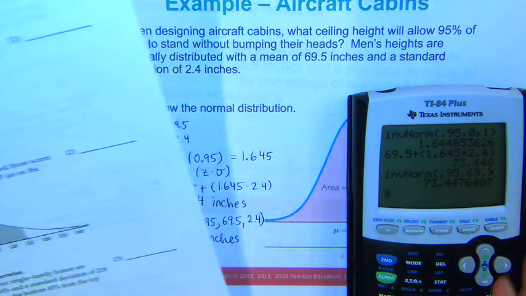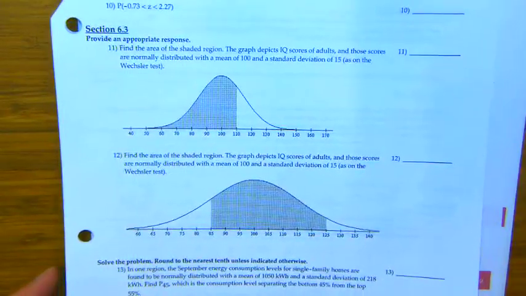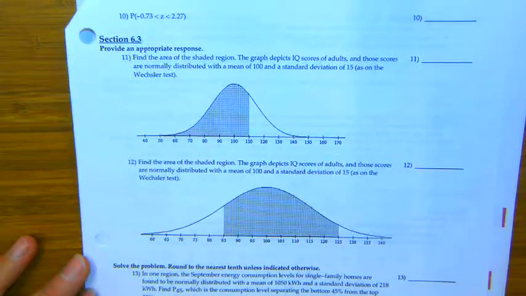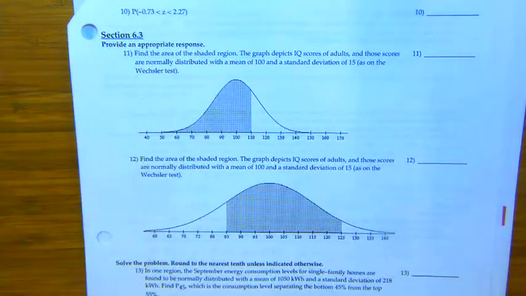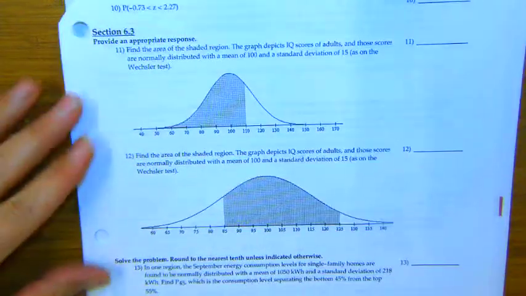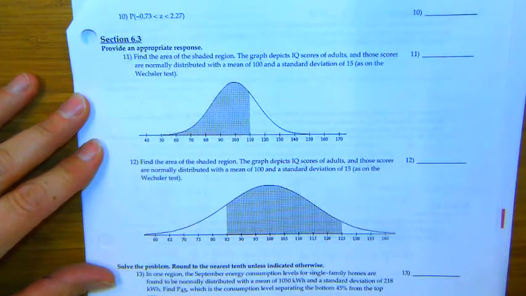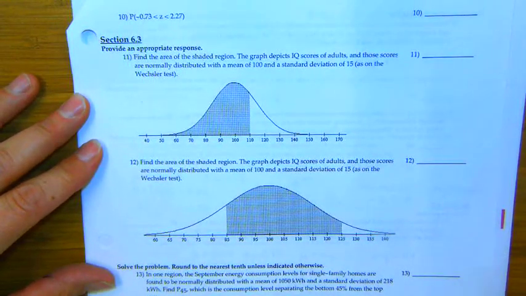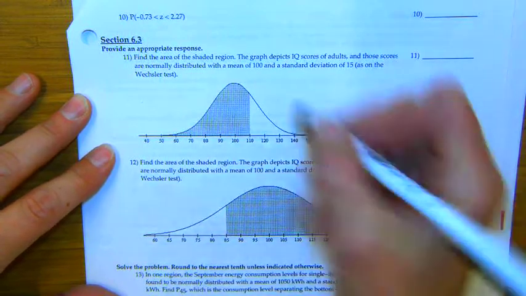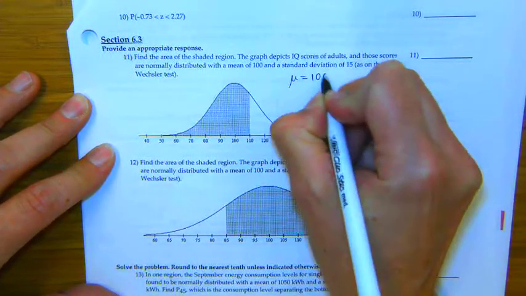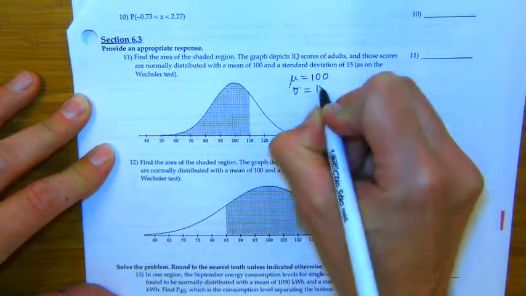So very good. What I want to do is go over just a couple more examples from your handout. The first one says, find the area of the shaded region. The graph depicts IQ scores of adults, and those scores are normally distributed with a mean of 100 and a standard deviation of 15.